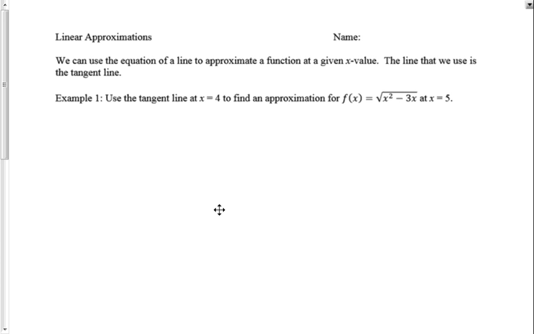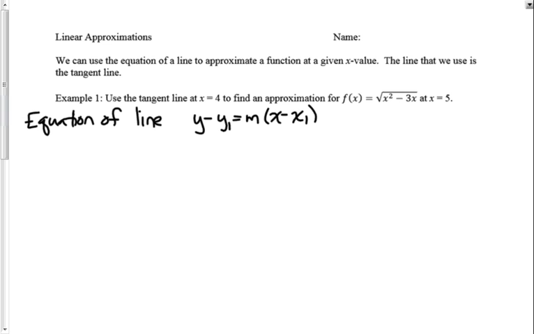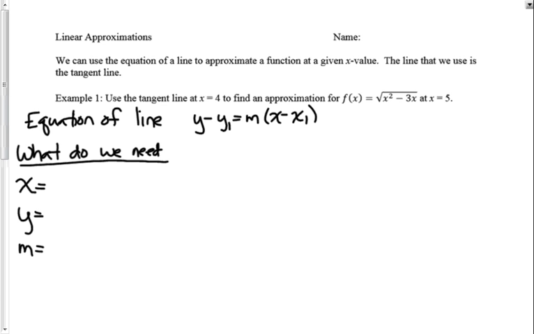So let's just remind ourselves, we want an equation of a line. So we're going to start with that, and the equation of a line that we want to use is the point slope. So y minus y1 is equal to m times x minus x1. So, okay, we've got this. What do we need? To write an equation of a line, we need 3 things. We need x, we need y, and we need slope, m. So let's go ahead and see what we can find.